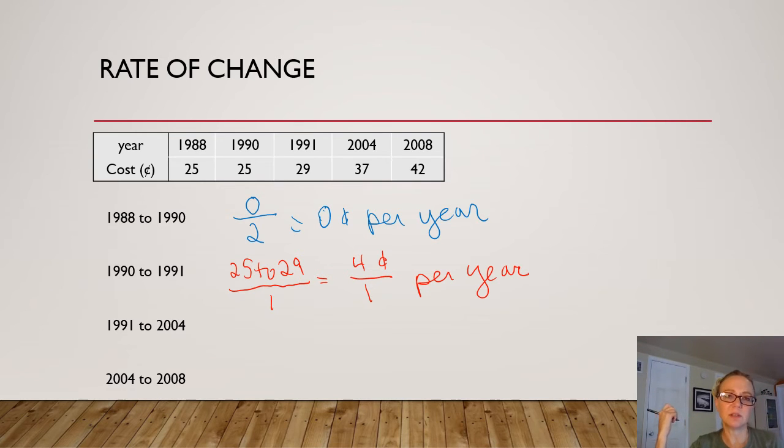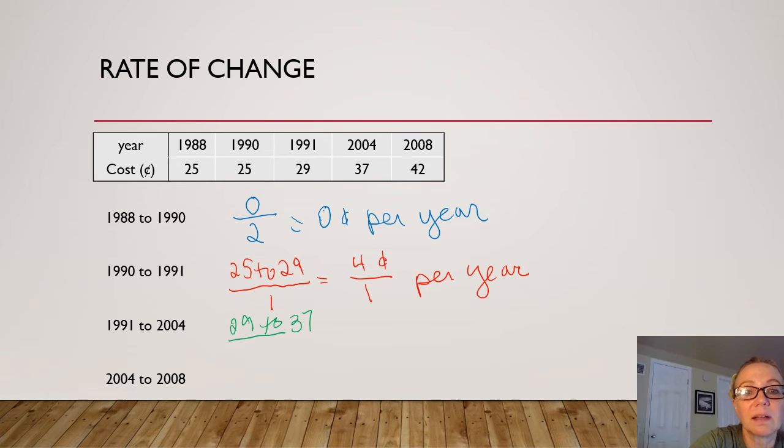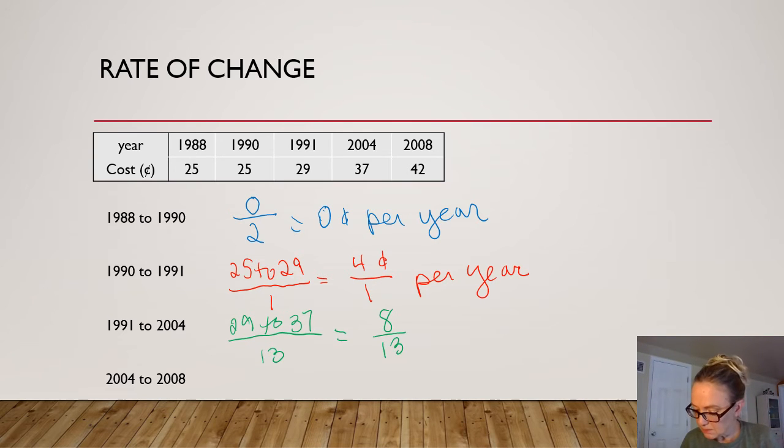From 1991 to 2004, the cost of a stamp changed from 29 cents to 37 cents. And let's see, from 91 to 2000 is 9 years. 9 plus 4 is 13 years. Now, 29 cents to 37 cents, that's a change of 8 cents in 13 years. Let's see, 8 divided by 13, that's approximately 0.6 cents per year.